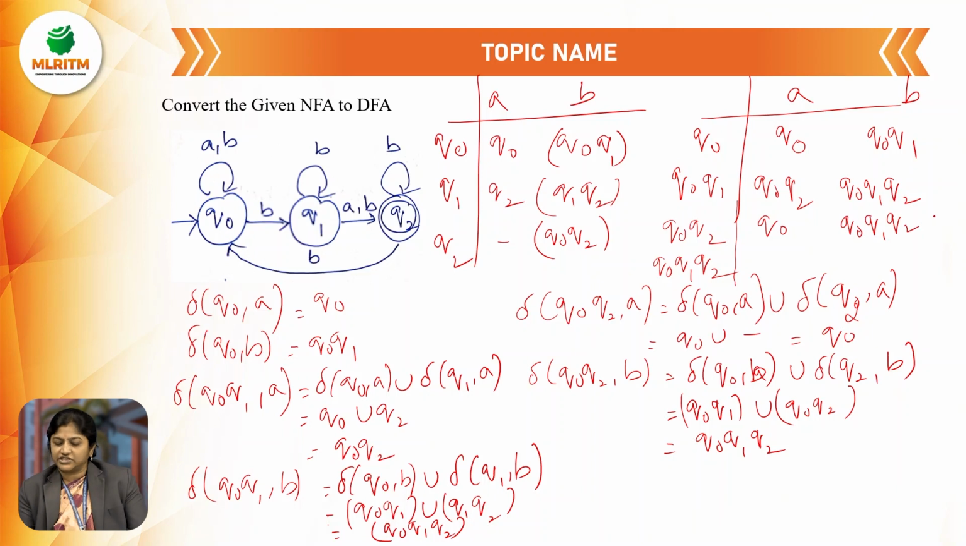So what are the new states we got here? Is there any new state? No, because Q0 we have already solved. Q0, Q1, Q2 we got now. So we need to derive for Q0, Q1 and Q2. Okay, let us solve here.